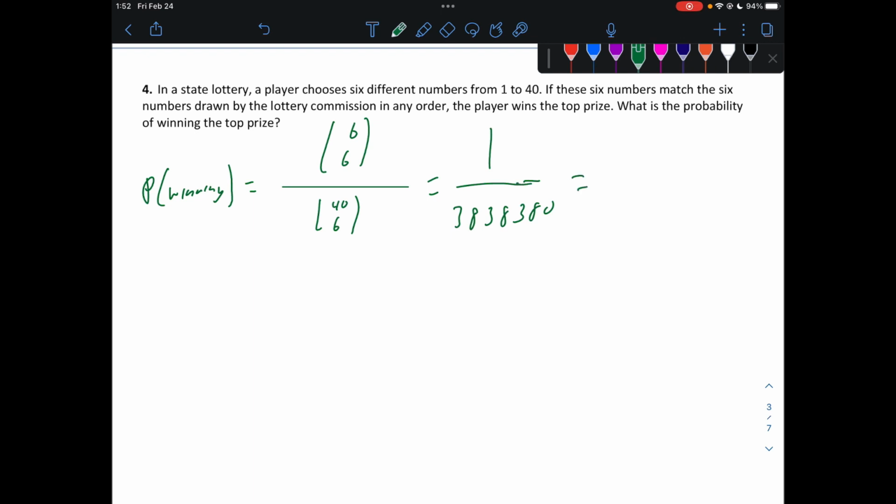So the probability of that would be a very small number, 0.000000261, or 0.0000261%. So pretty small chance you're going to win the lottery. And that's only if there's 40 numbers. A lot of lotteries have 50 or 60 numbers in them.